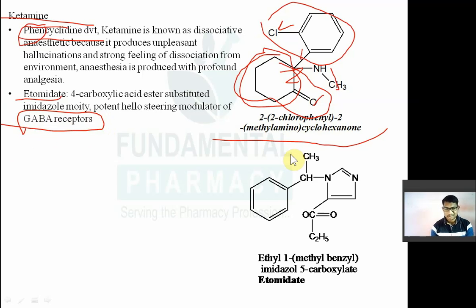So rest of mechanism, full mechanism we have seen in the pharmacology. Only structural aspects we are going to discuss over here. So see, carboxylic acid ester substituted imidazole, ये हो गया कार्बोक्सिलिक एसिड का ईस्टर, कार्बोक्सिलिक एसिड. देन ये हो गया आपका इमिडाजोल.